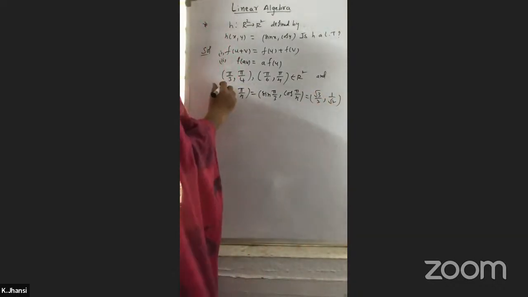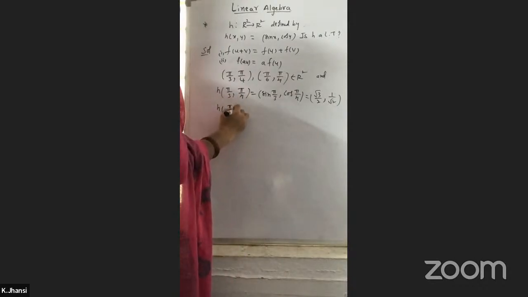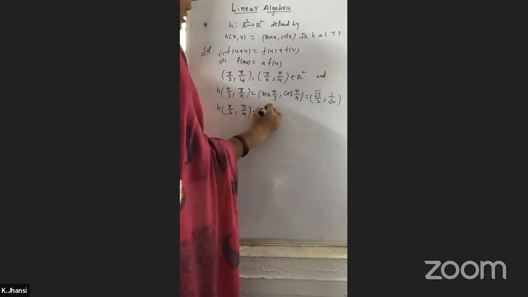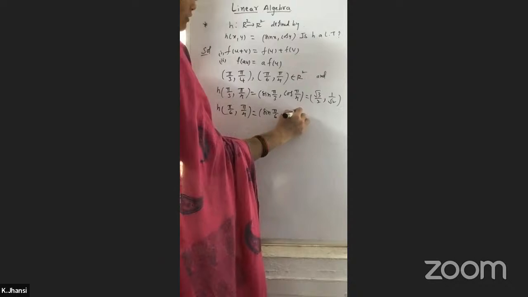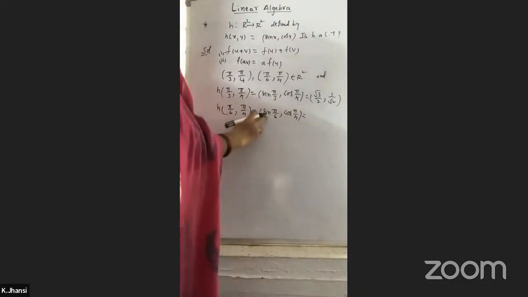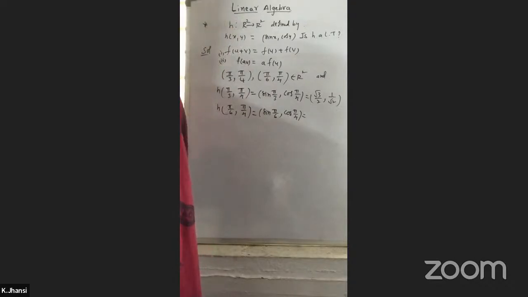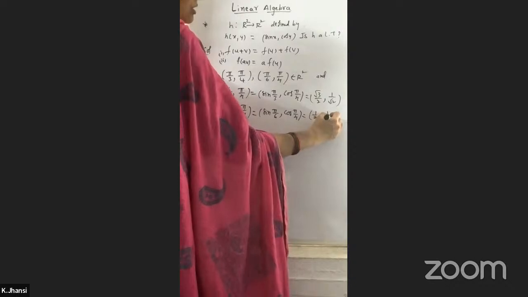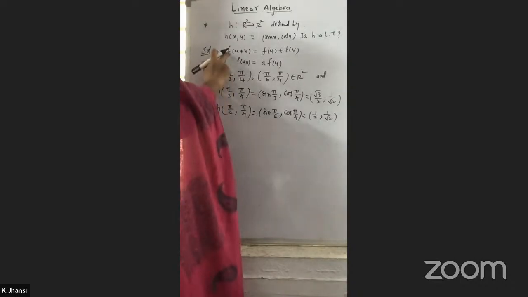Okay. Next, h of these values: pi by 6, comma pi by 4. So it is equal to sin pi by 6, comma cos pi by 4. This is sin 30 degrees, since 180 by 6 is 30 degrees. So sin 30 is 1 by 2, comma, and cos is the same, 1 by root 2. So we got these two values. These two values are for this one.